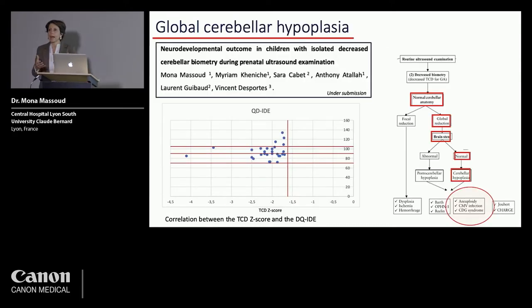Okay, so we had the remaining patients who do not have associated anomalies. And we followed a series of 35 infants who had very small and small cerebellum during the prenatal period. Isolated, nothing associated, no other anomalies. And we showed they didn't have a neurological pathology. All 35 patients are not followed by a neuropediatrician.